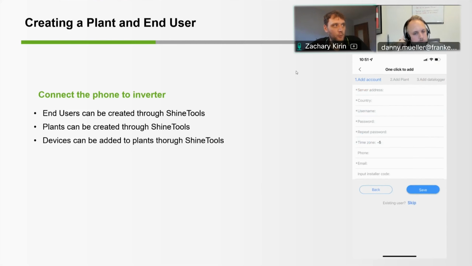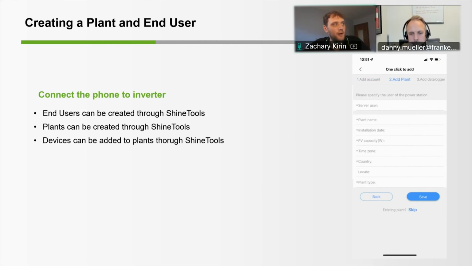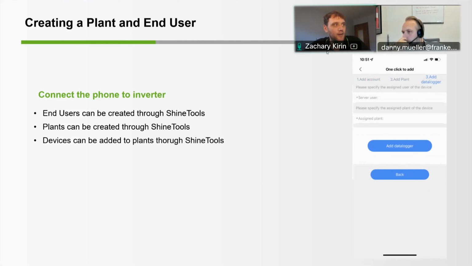So once we click that, we will add our account. So this is the end users portal. So we're creating the end users portal here, just the same way as we did with the OSS platform. We're going to set the plant name, the plant installation date, all of much the same information. And again, we're going to add the data logger much the same way. And this can be done once you click add data logger.